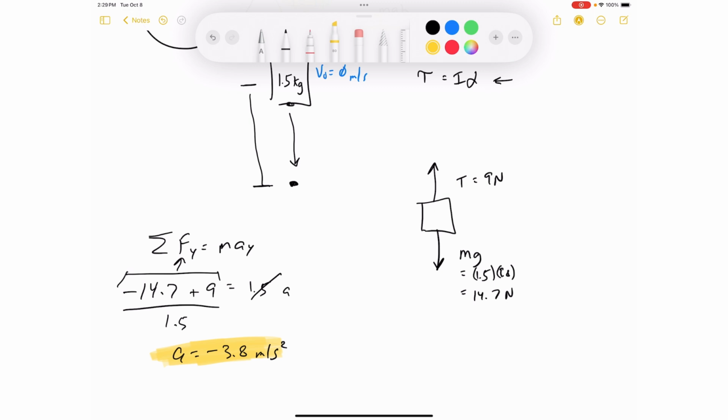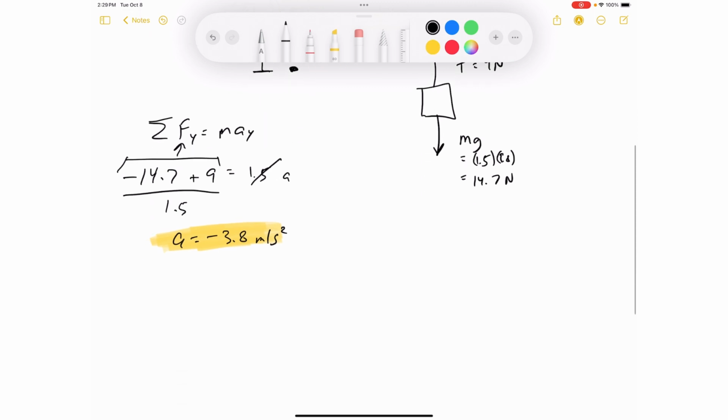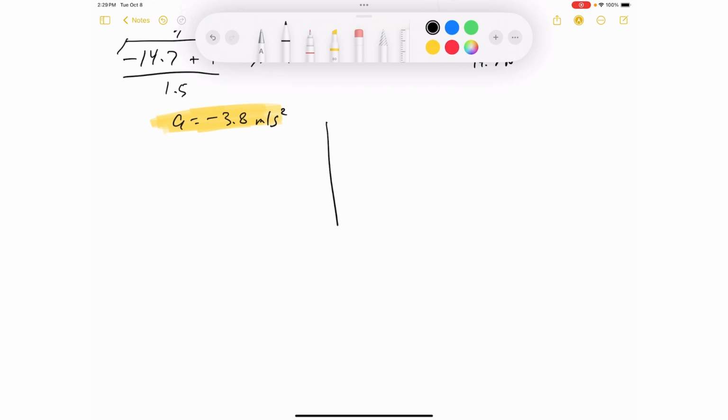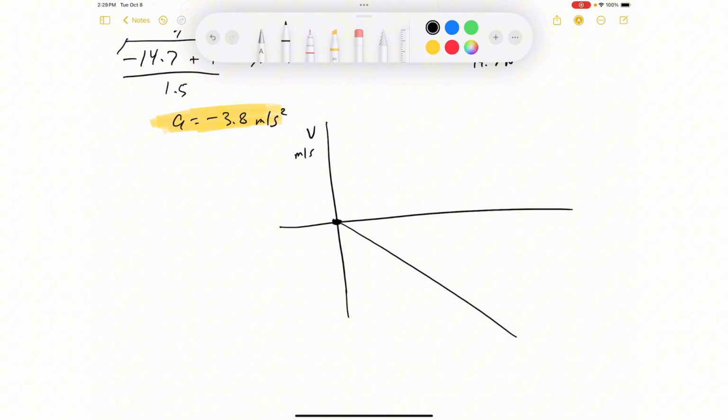Okay, great. So now that we know that, I like to make diagrams. So this is velocity, in meters per second, right? We're starting out at 0, remember, because it starts at rest, because the block isn't moving. And then it's going to travel down at a constant acceleration, and this constant acceleration is 3.8.